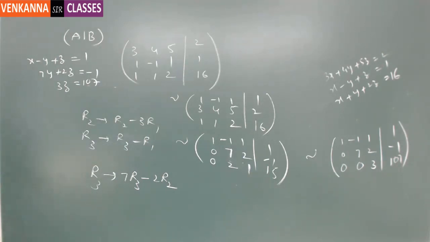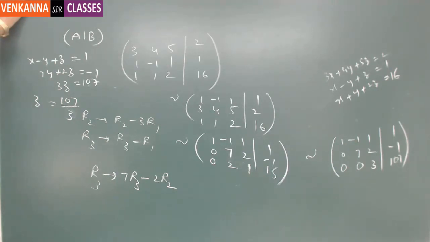Fine. So from this, back substitution starts from the last equation and goes to the first. So z is equal to 107 by 3, and substituting z here you will get y, substituting y and z here you will get x. So this is the Gauss elimination method.